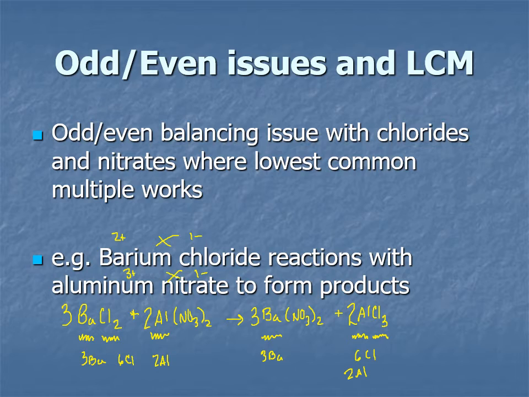And I can just do this really quickly with the nitrates because nothing breaks up here. So 2 times 3, I'm sorry, 2 times 3 is 6 nitrates on the left, and 3 times 2 is 6 nitrates on the right. So they all balance, and you could break it up into the nitrogens and oxygens in this case, and it'll still work out. Okay, so there's your odd-even issue.